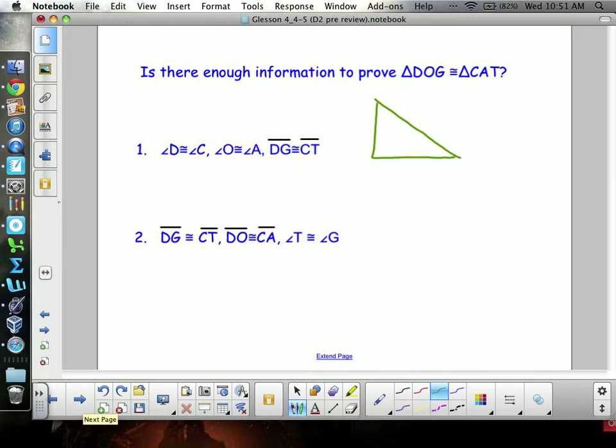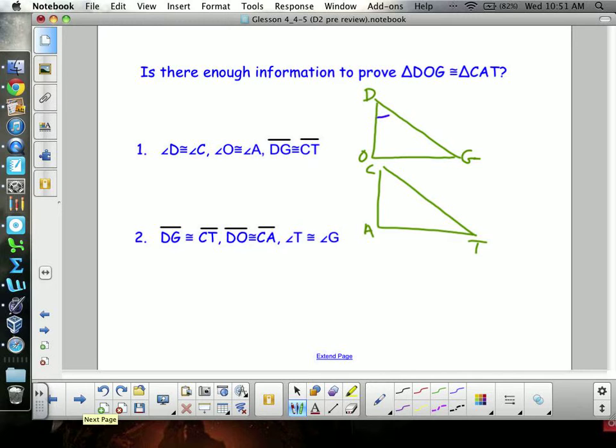And I'm going to make the triangles similar enough so it looks like they're DOGCAT. I don't know if they're right angles or not. I can't say that's a right angle. I'm just setting it up. And then I'll mark in the information I know.